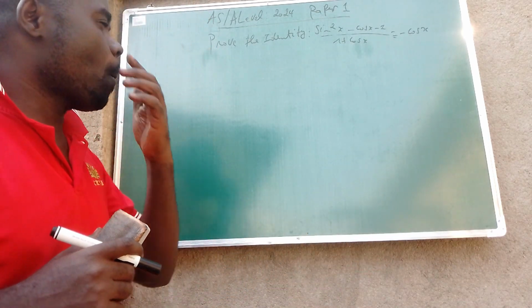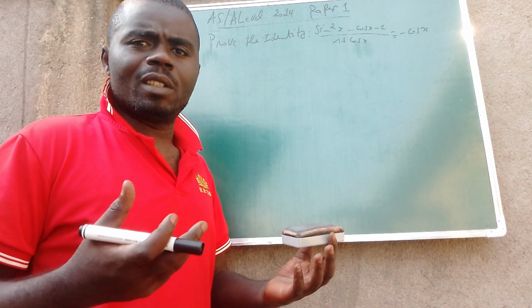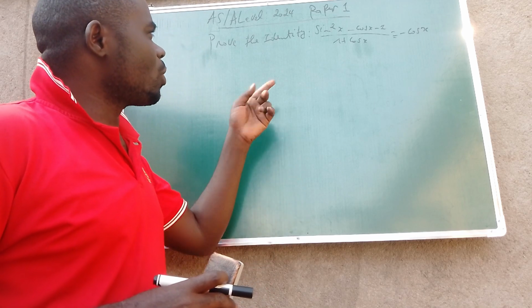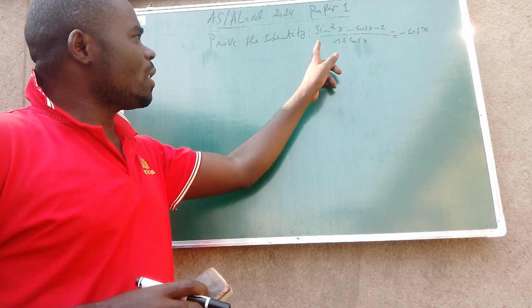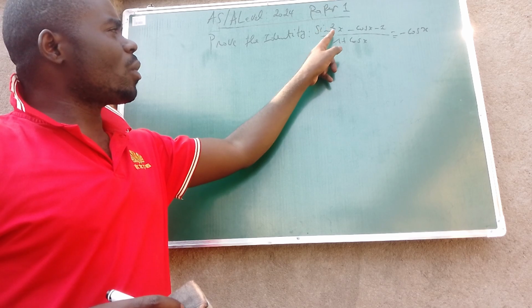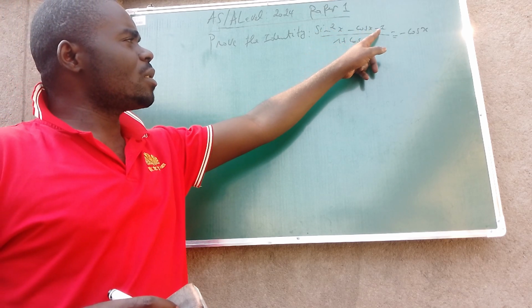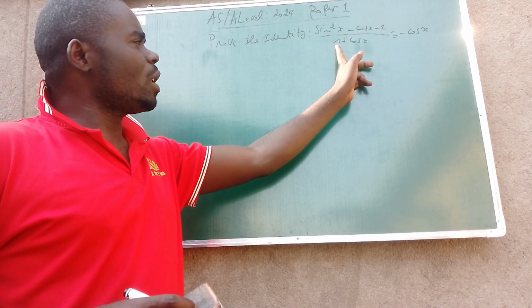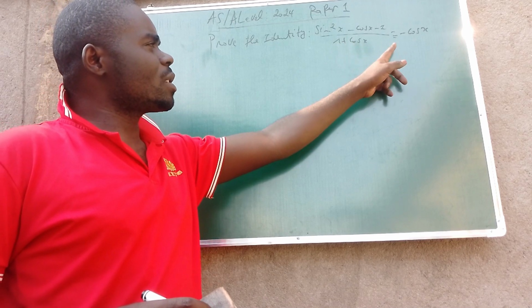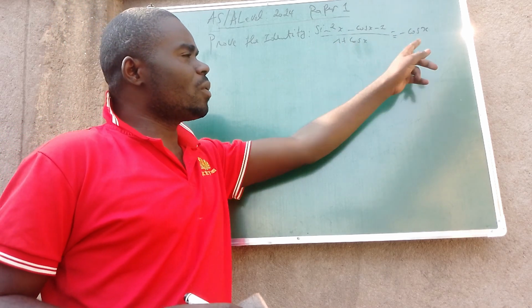Okay, welcome. Let us try this. Let us see how we can prove this identity. We have that sine square of x minus cosine of x minus 1 divided by 1 plus cosine of x is equivalent to negative cosine of x.